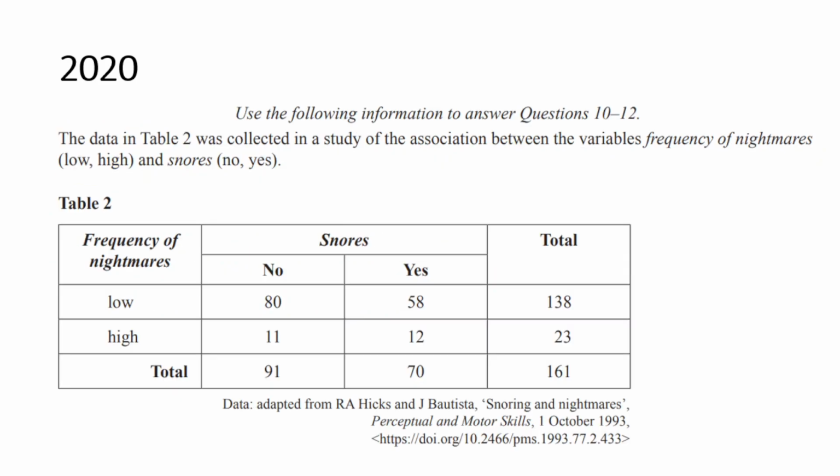Okay, so in the 2020 exam, we saw this description. The data in Table 2 was collected in a study of the association between the variables frequency of nightmares and snores. Now it doesn't actually say this is a two-way table, but we can know it's a two-way table in part because both variables are very clearly categorical.